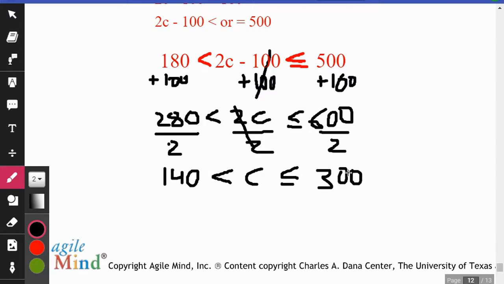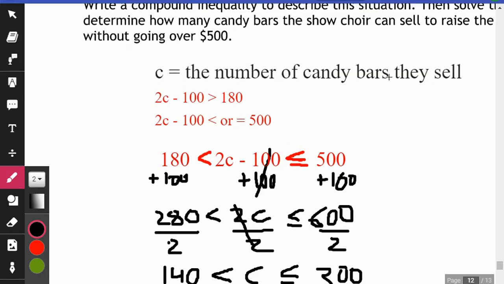Now remember, C stands for the number of candy bars they sell. This is how they get money. They pay $100 and then they sell the candy bars for $2 a piece. If they sell 50 candy bars, they break even. If they sell more, they start making money. They're not allowed to make more. Well, they have to make more than $180. And they can't make more than $500.